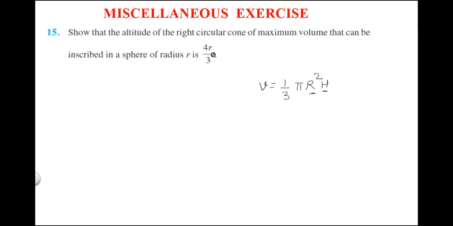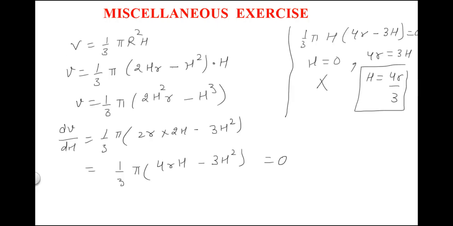Just see here. Here we have to prove the altitude of the cone as 4R upon 3, where R is the radius of sphere, and that we have proved. But along with that, we have to prove the volume of the cone as maximum. To do that, what we will do is find out the second order derivative. So first order derivative is here in front of us.